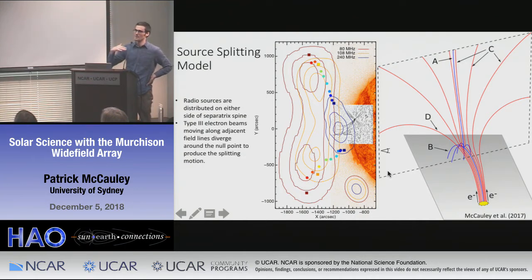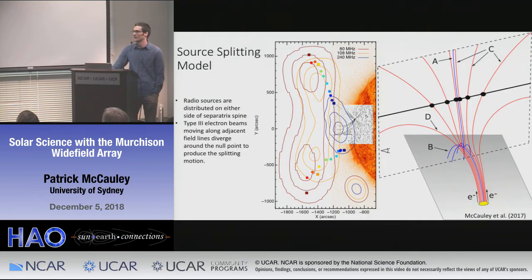And so the point with the Type 3 bursts is that the emission is only generated when the beams pass through a region of a specific density, which generally corresponds to a specific height above the surface. So the beams that are moving closest to the center are going to arrive at that height first, and then the beams that are moving a little bit along adjacent field lines are going to get there a little bit later and a little bit later, and this is what we think is producing that splitting motion. At least that's the model that we came up with to explain it.